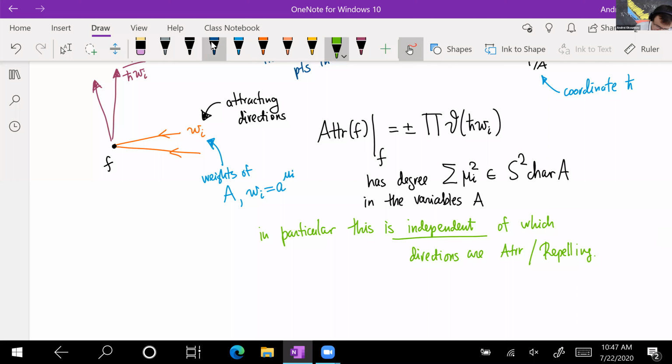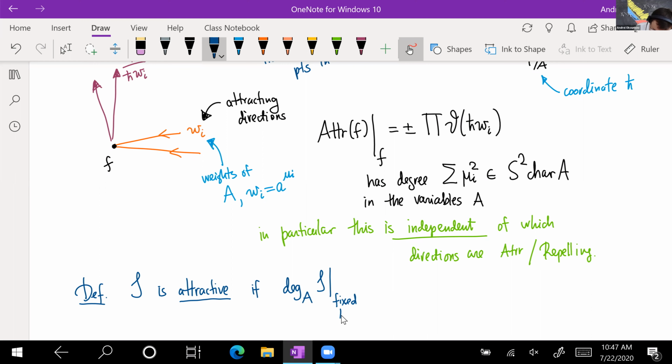And so maybe a definition. This line bundle S is called attractive if the degree in A of its restriction to any component of the fixed locus is equal to the degree in A of the attracting manifold.